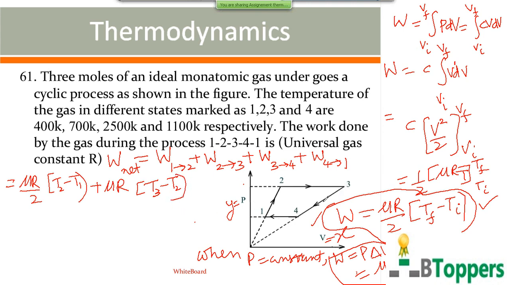Next for the process 3 to 4. For the process 3 to 4, the graph is a straight line passing through the origin. Therefore, again, you have to use the first equation, where P is proportional to V. The work done by the gas is given by nu R by 2 Tf minus Ti. So for the process 3 to 4, Ti means temperature in initial state 3, or T3. Tf means temperature in final state 4. So the work done by the gas is given by nu R by 2 into T4 minus T3.